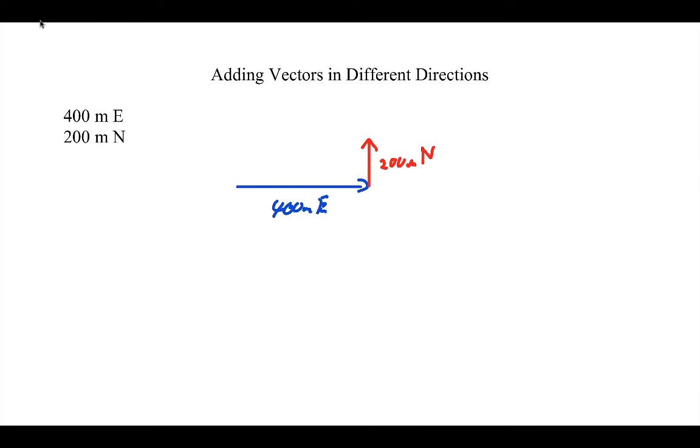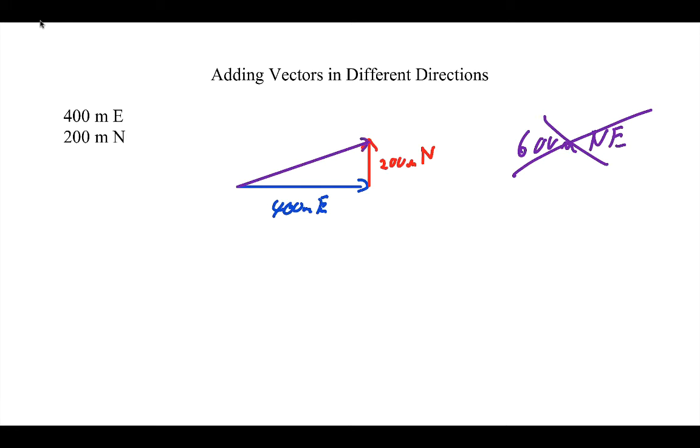Now, adding these two vectors together, I will tell you this. The answer is not 600 meters northeast. That is not the answer. That is not how we add the vectors. Because remember what I told you: to add vectors using arrows, I begin at the first one and end at the end of the second one.